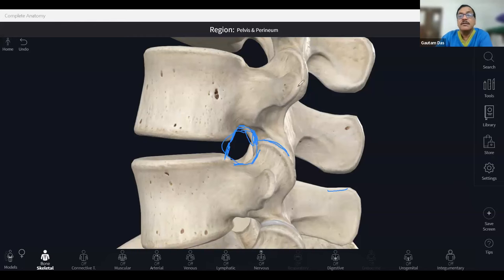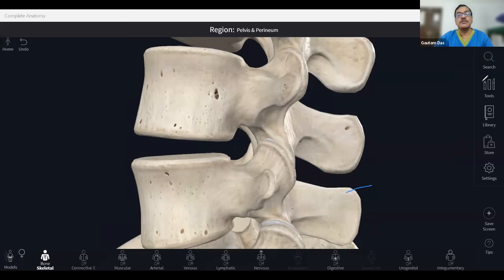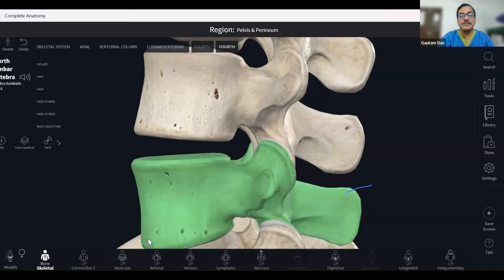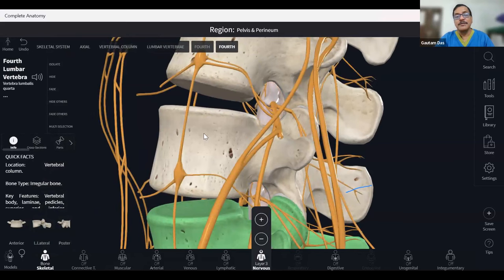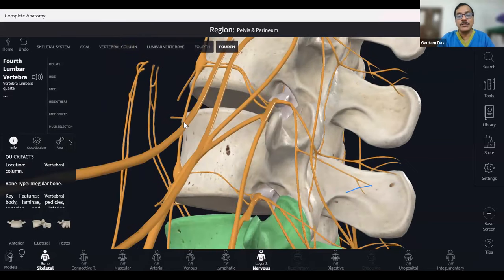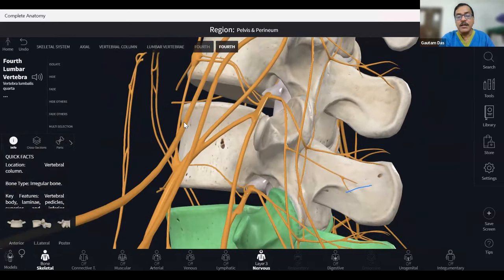And now I am adding the nerves. Let me first stop the annotation. Okay, let me add the nerves now. So look at how the nerves are there. You see, this 3D anatomy is not completely correct. Basically, the nerve root comes out from the upper part, and it is accompanied by blood vessels there. The lower part is comparatively free.